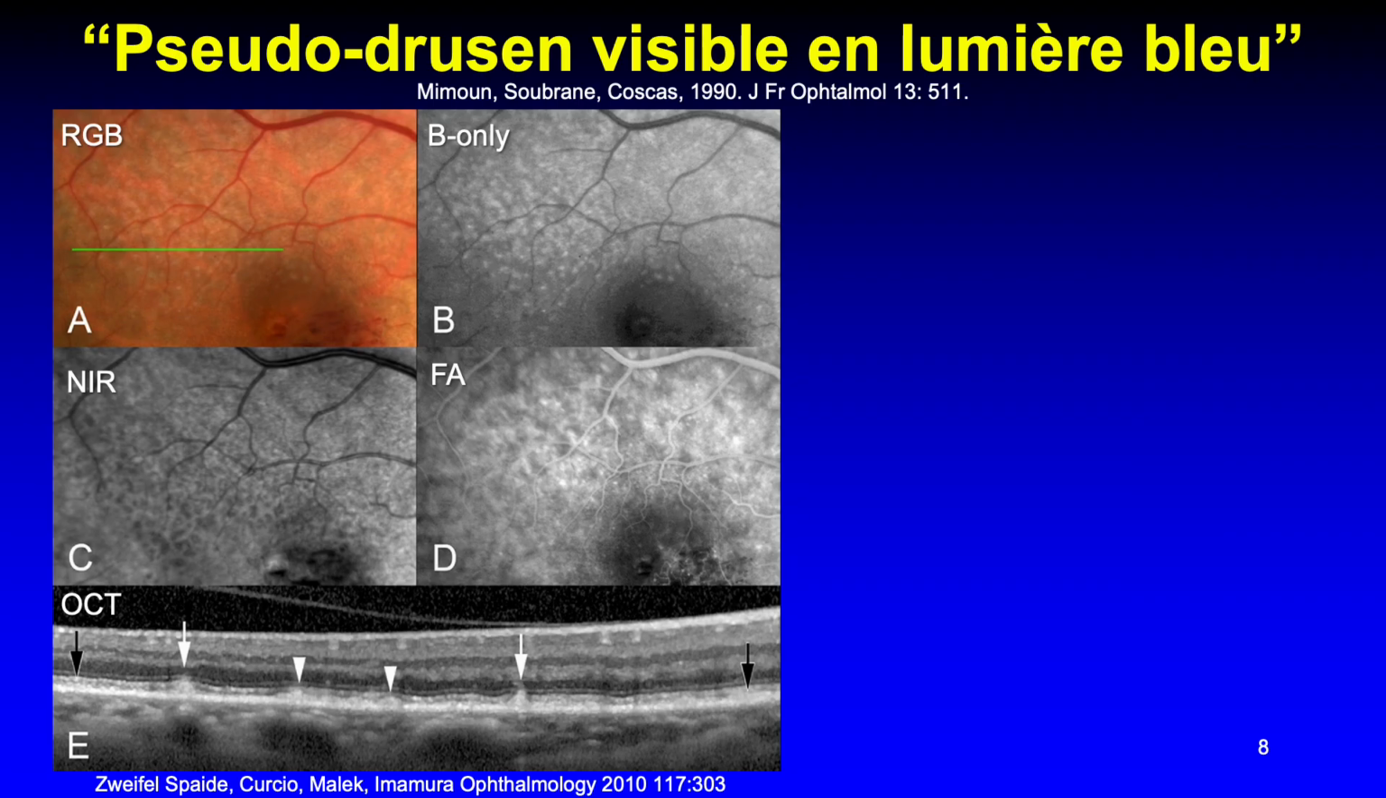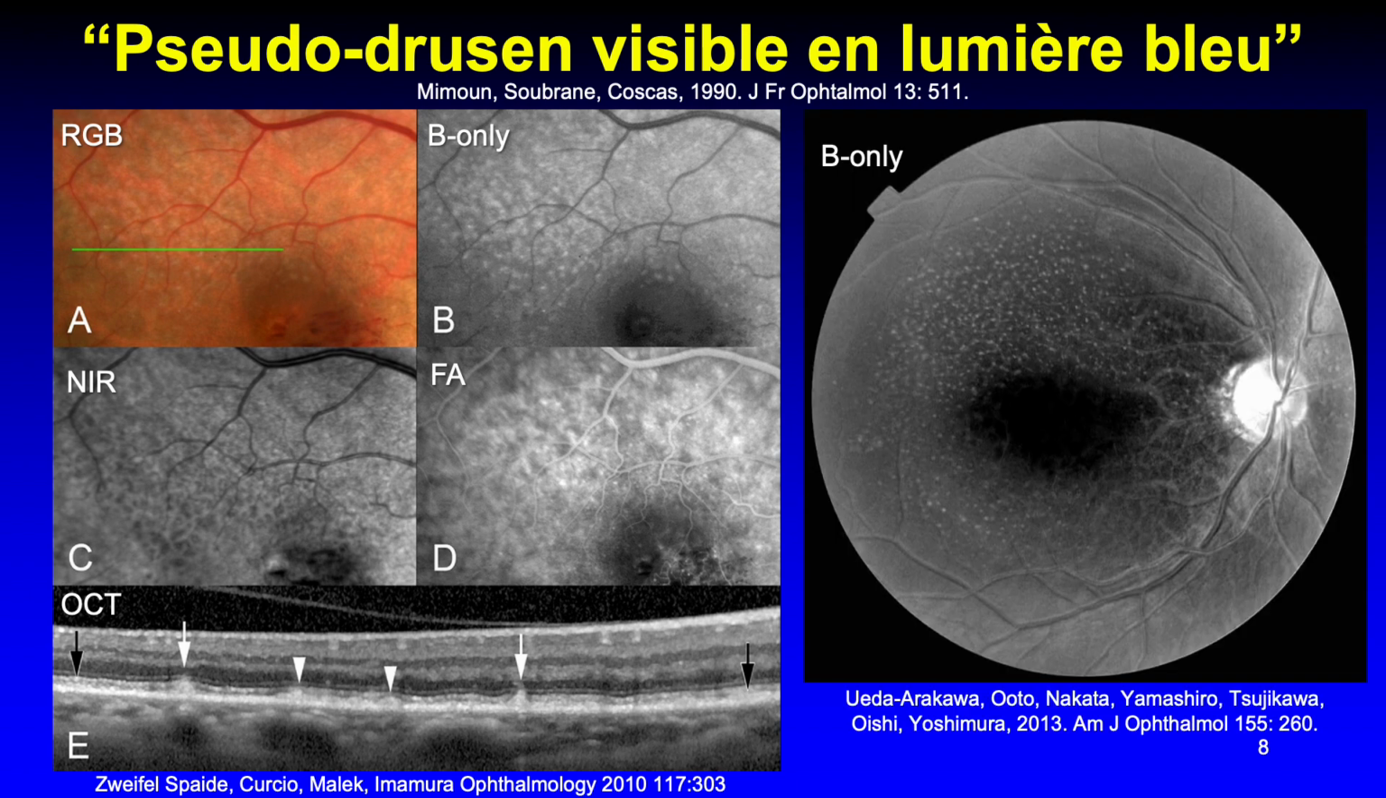In 1990, Mimoun et al. in France described drusen visible in blue light. This slide shows the blue channel of a digital color fundus camera, and the pattern of dots is apparent.